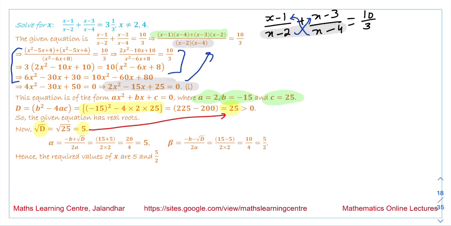So the value of alpha and beta, that is the roots we are talking about, you can find using the formula alpha is equal to minus b plus square root d by 2a, and beta is minus b minus square root d by 2a, and the answers we have are 5 and 5 by 2. So we are saying the required values of x are 5 and 5 by 2.